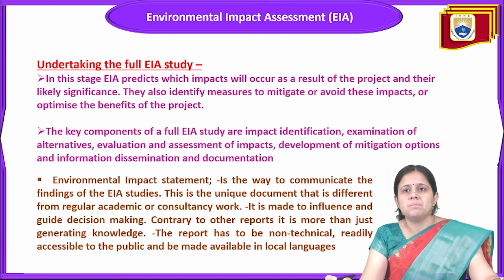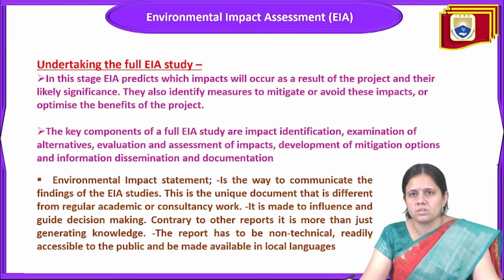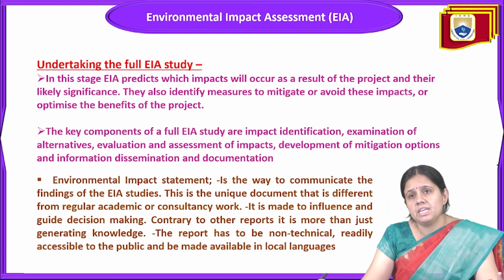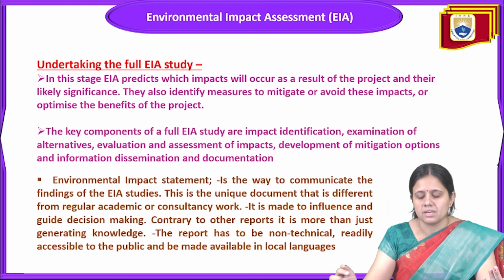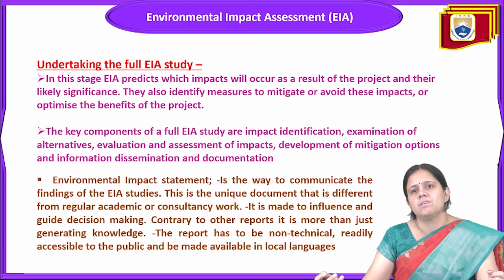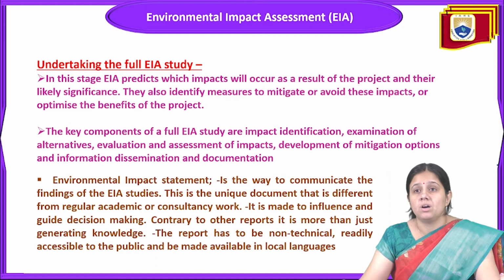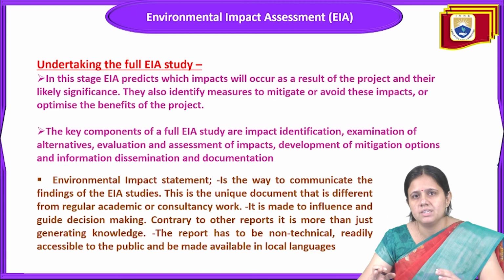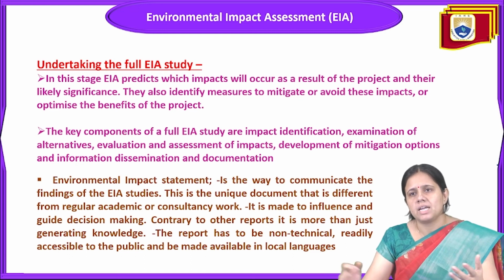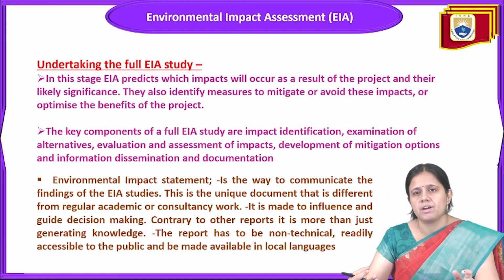At this stage, the EIA predicts which impacts will occur as a result of the project and their likely significance. They also identify measures to mitigate or avoid these impacts or optimize the benefits of the project. So if any project undertakes a full EIA, first they identify which impacts can occur from that project and what their significance is, and they also identify measures to mitigate or avoid these impacts or optimize the benefits of the project.